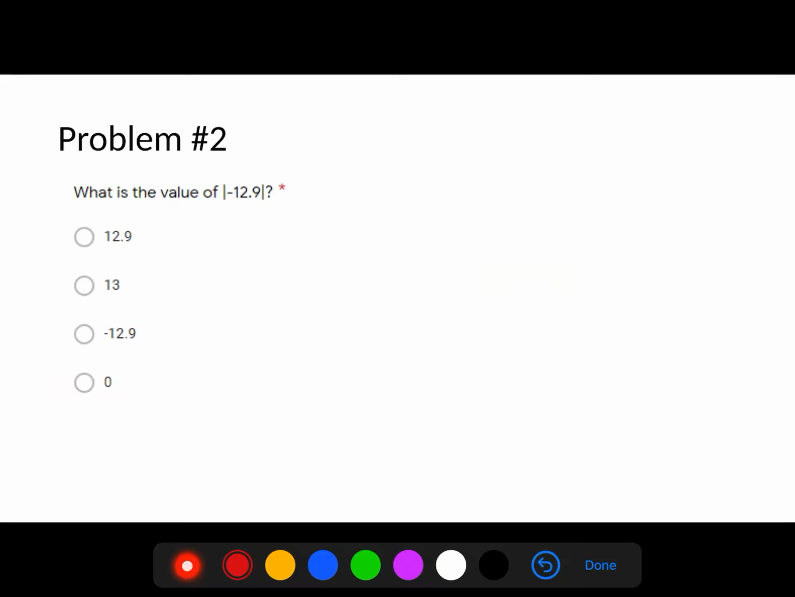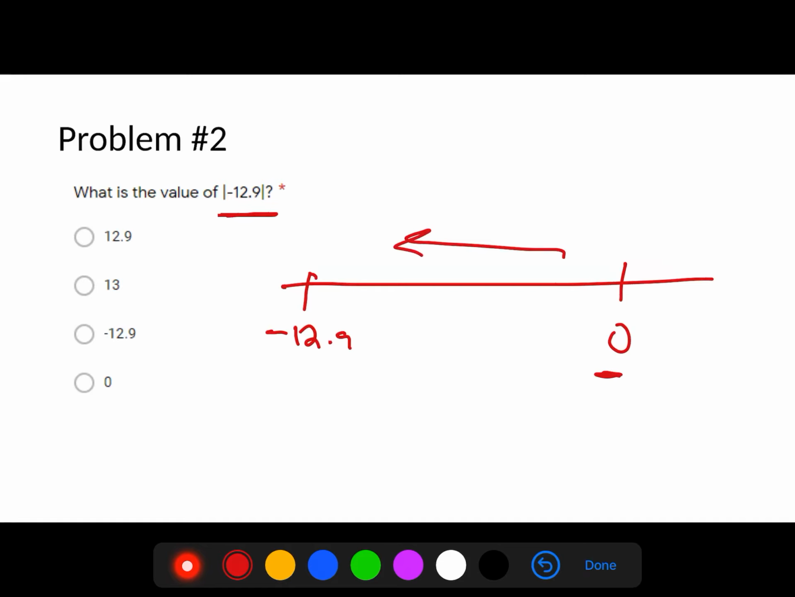is here. So for number 2, what is the value of, remember the symbol, you have to know what those lines mean. Those lines mean absolute value. So they're asking you what is the absolute value of negative 12.9. So it's asking how far away negative 12.9 is from 0. So let's say negative 12.9 is over here. This would be 12.9 spaces away from 0. So the answer is positive 12.9. It's always positive. Absolute value is always positive.